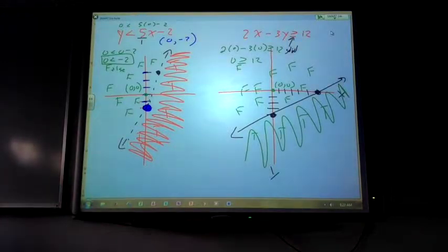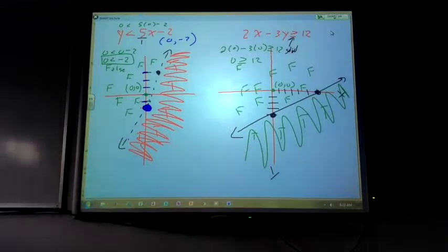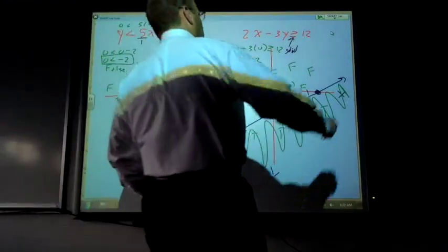If you have your notebooks, go to page 113. If you don't have your notebook, scoot over to somebody who does have it, and let's talk about it. So page 113.